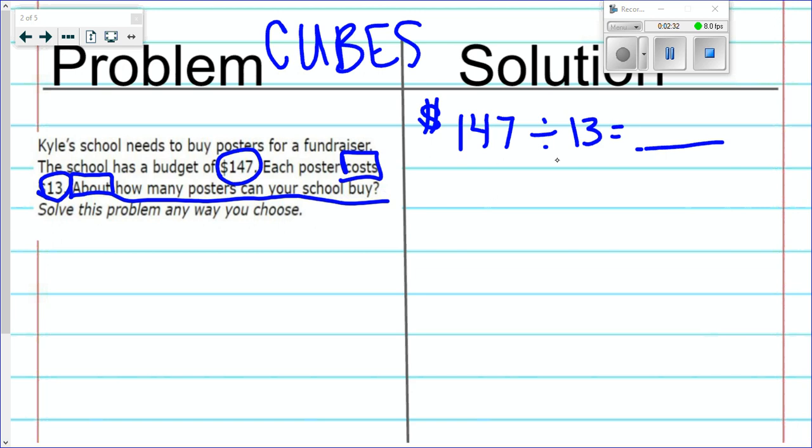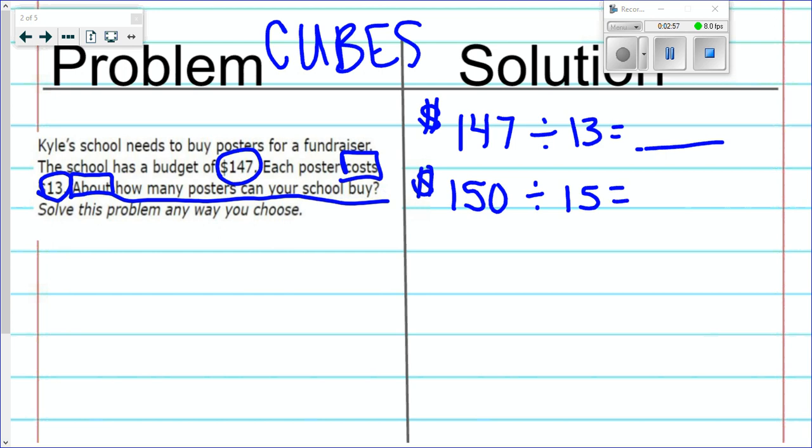So I'm going to look at the 147 and I'm going to make the 147 150. That's a nice number for me to work with and it's pretty close to 147. Now thinking about compatible numbers, if I want a number that's close to it and I can easily do mental math using it, I'm going to change the 13 to 15.